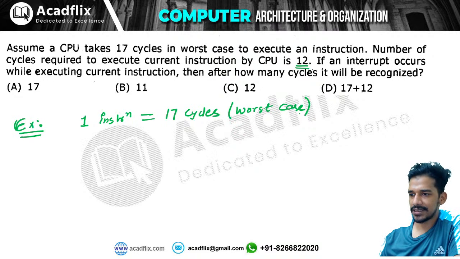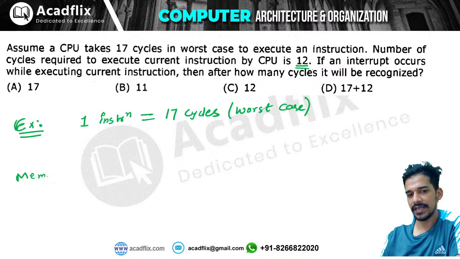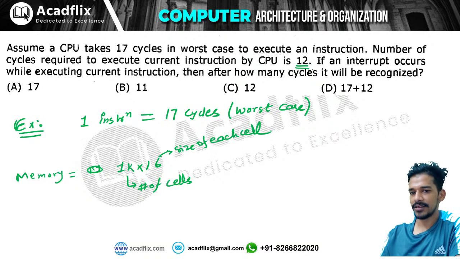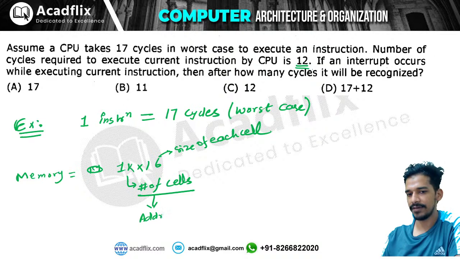Sir, if 32 into 16 is given, then in this case 5 address lines and 16 data lines. Very good. Yeah, that is right. Because usually the memory format is given in this form, let us say 1k into 16. This means the number of cells in the memory, telling you the length of the memory, and the size of each cell. From the number of cells you can find the address lines. So address lines will be log base 2 of 1k, that is 10, and data lines will be 16.